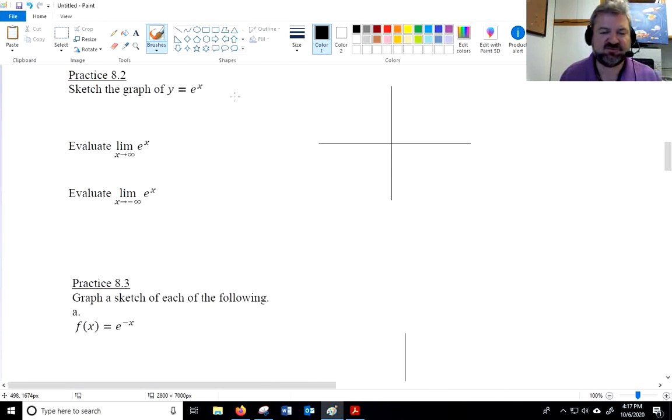All right, I want you to sketch the graph of e to the x. It's a graph family of functions you should know from algebra. Graph it the best you can and evaluate these two limits here. All right, let's go over it.